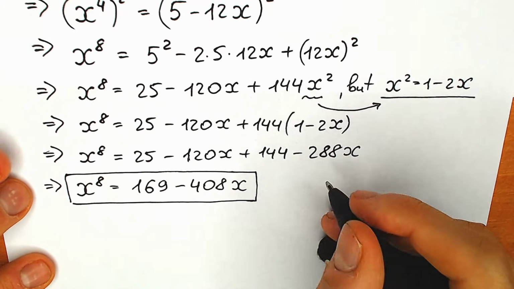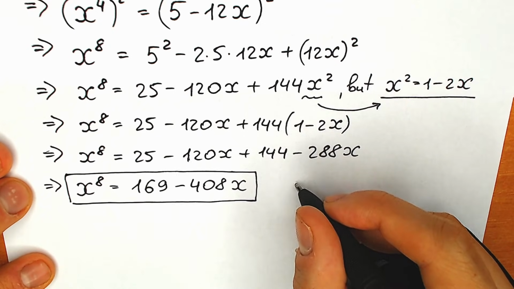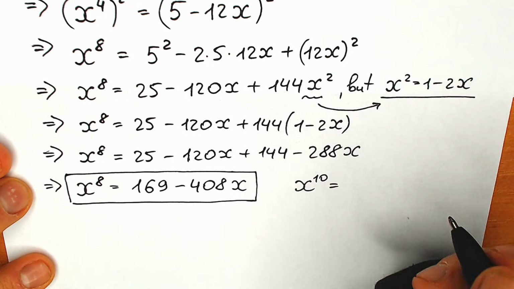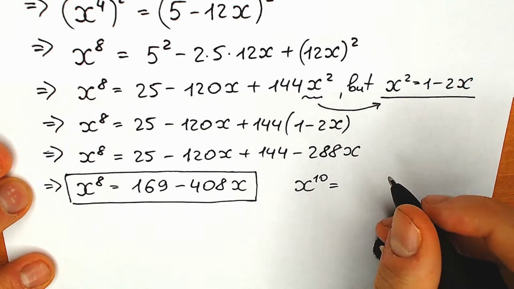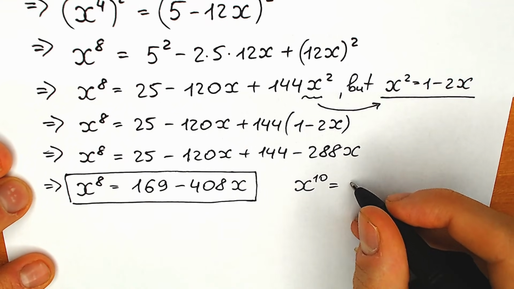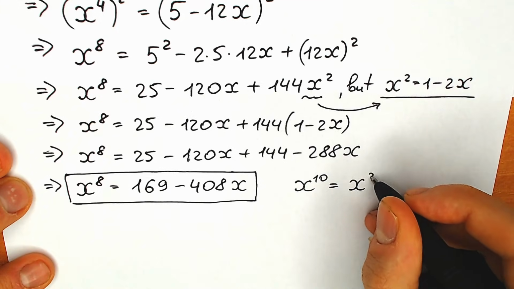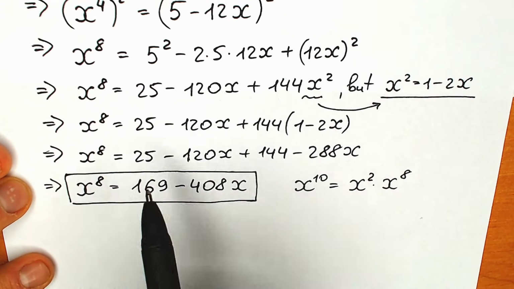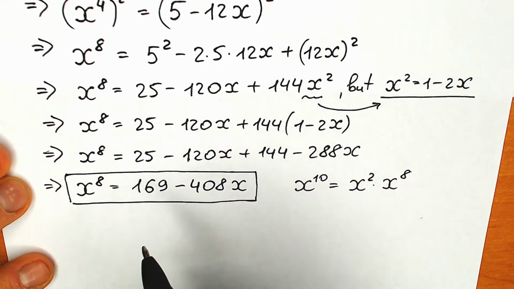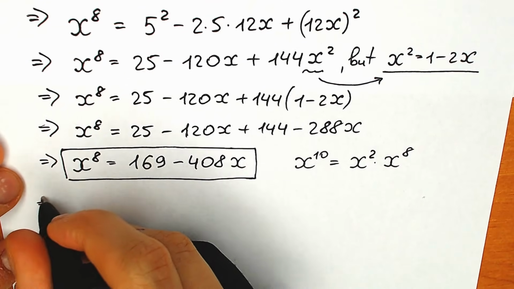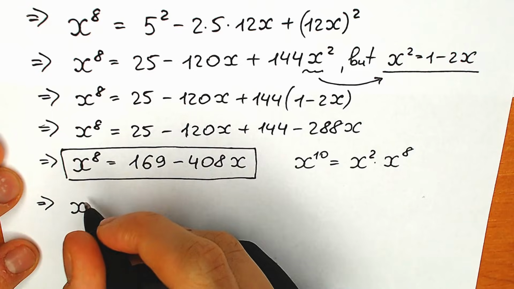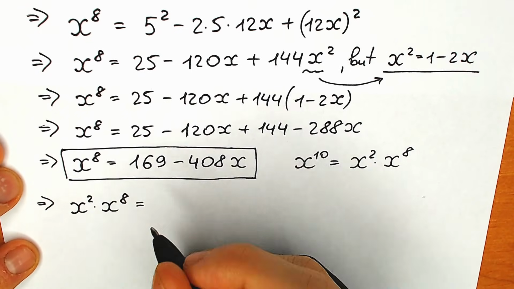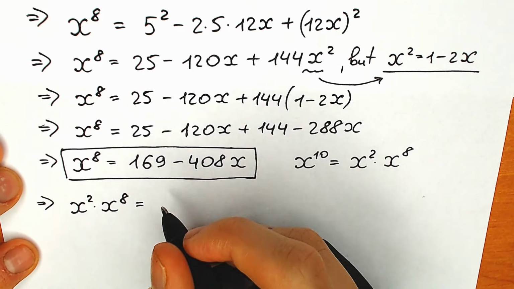But the last thing, don't forget that we have to solve it for x to the power 10. That's why let's think a little bit about combinations. I hope you understand that the best way to find x to the power 10 is to multiply x squared by x to the power 8. We know about x to the power 8, and we know x squared. So the last step is to multiply x squared times x to the power 8, and this is x to the power 10, the expression that we need to find.